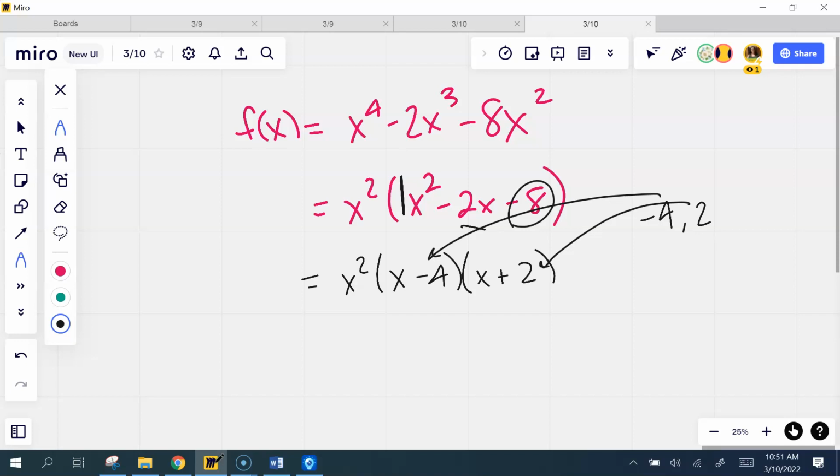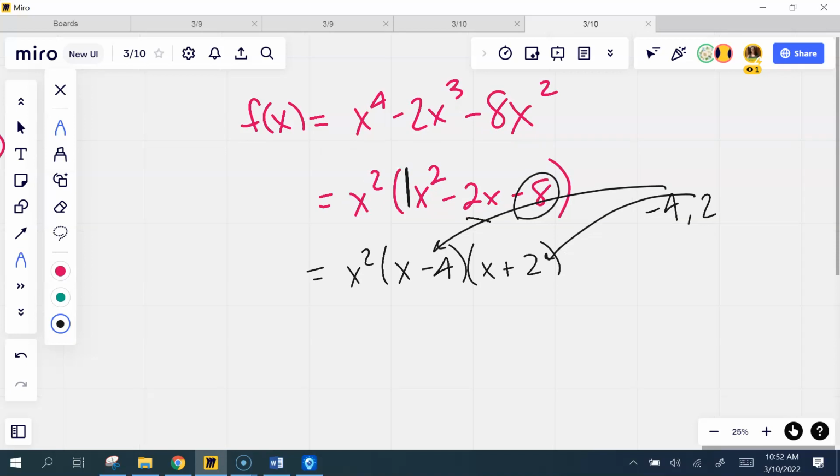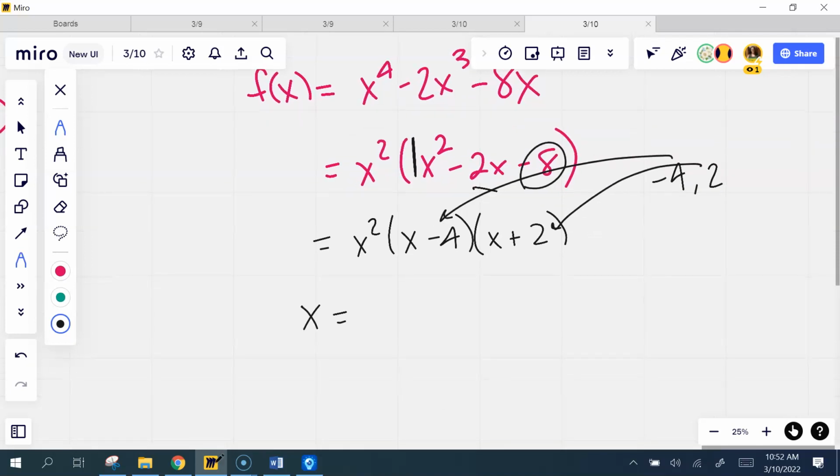All right, so what zeros do I have? What are my zeros here? Not just 4 and -2, but also 0. Multiplicity. What's the multiplicity? 2. It's 2. Multiplicity is 2 here, which means what happens? It bounces. That's exactly right.